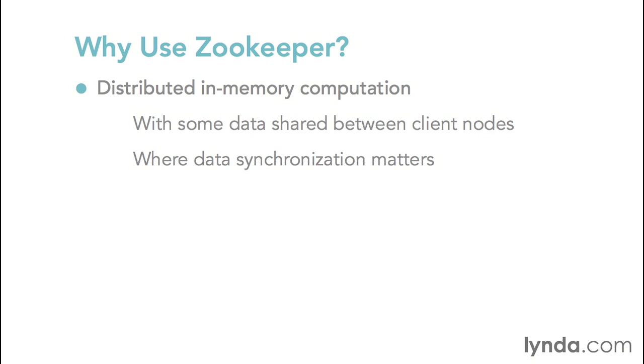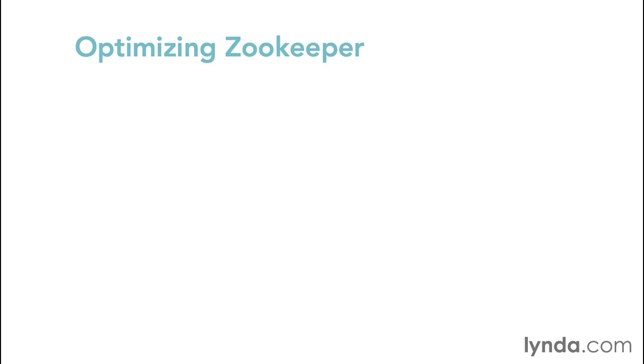So data synchronization matters. Now, there are a number of utility objects in ZooKeeper: locking, synchronization, queues, and other types of objects that help you to set this data synchronization up more easily. As with some of the other libraries we've talked about in this section, setting up ZooKeeper and getting it to work properly is pretty complex.